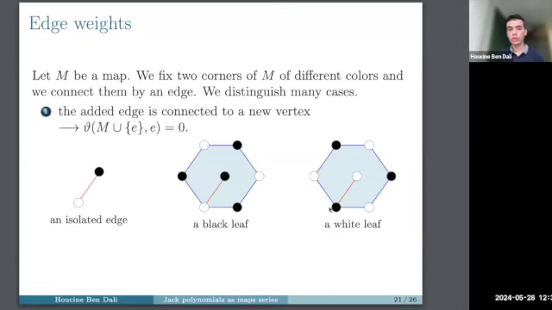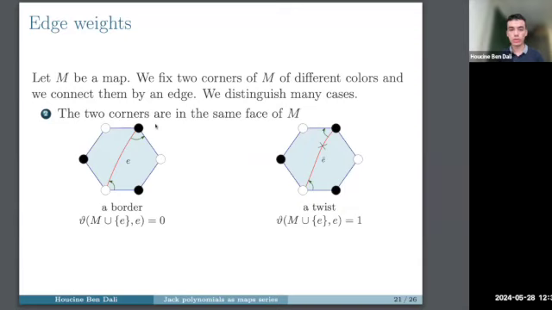So if we imagine, for example, that the map M is orientable, by adding such an edge, the obtained map will also be orientable. So we will always assume that the statistic theta assigned to this pair is 0. It says that the edge is actually good. It is an orientable edge.